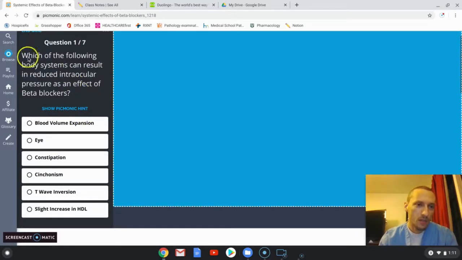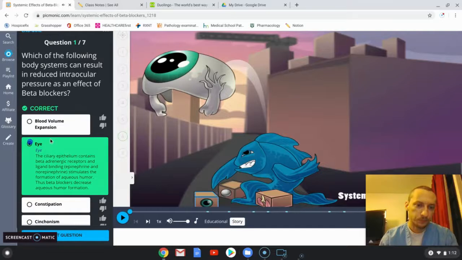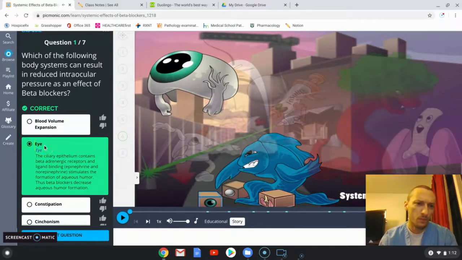Anyway, so like this, here's an example question. Which of the following body systems can result in reduced intraocular pressure as an effect of beta blockers? Well, I think we know that one. That's a pretty easy question. And some of them vary, some of them are easy like this. I mean, obviously intraocular is going to be the eye.